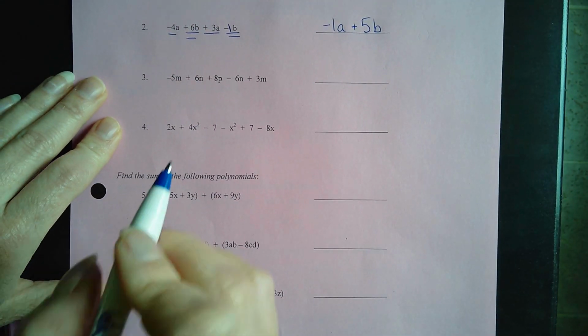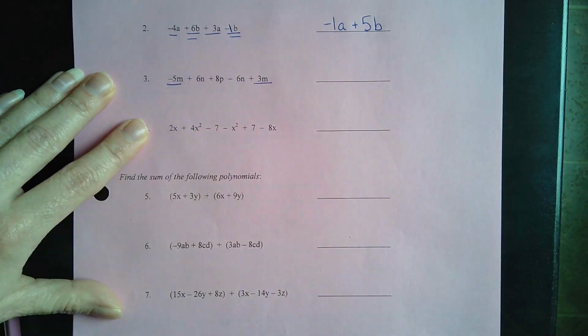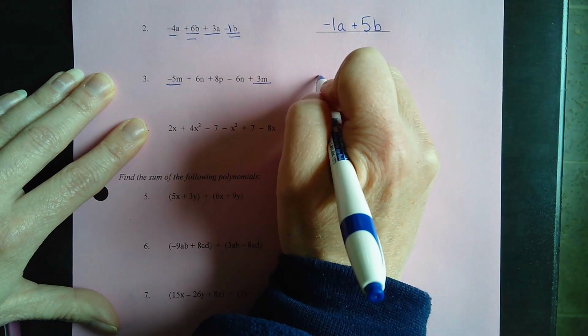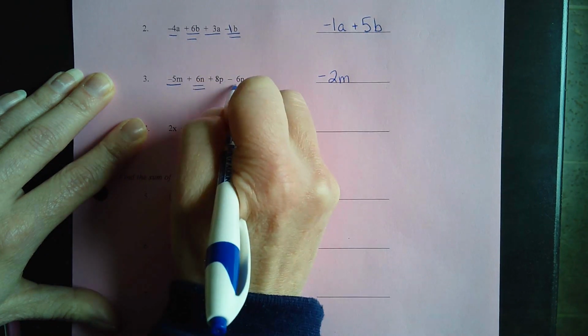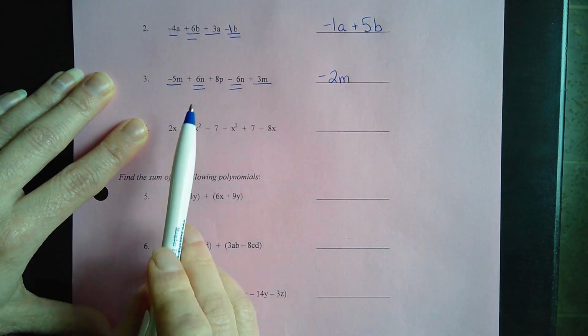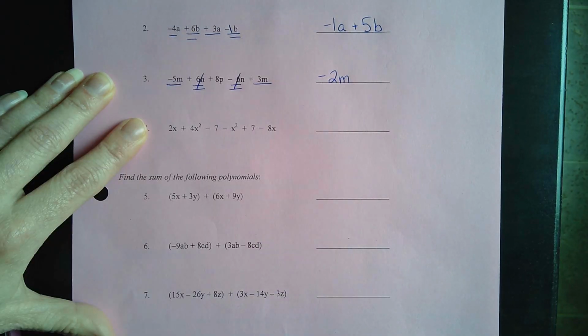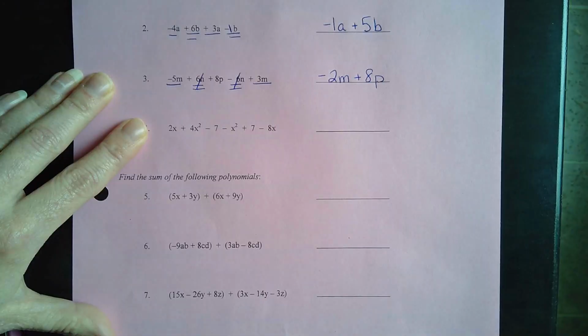Number 3, I'm going to add my m's together. I see a couple like terms with an m. Negative 5 plus 3 is negative 2m. I see some n's. Oh, look what happens here. 6 plus negative 6, or 6 minus 6, is 0. So actually, those end up canceling each other out. And we have nothing like that 8p to combine with it, so I'm just going to bring over my 8p.